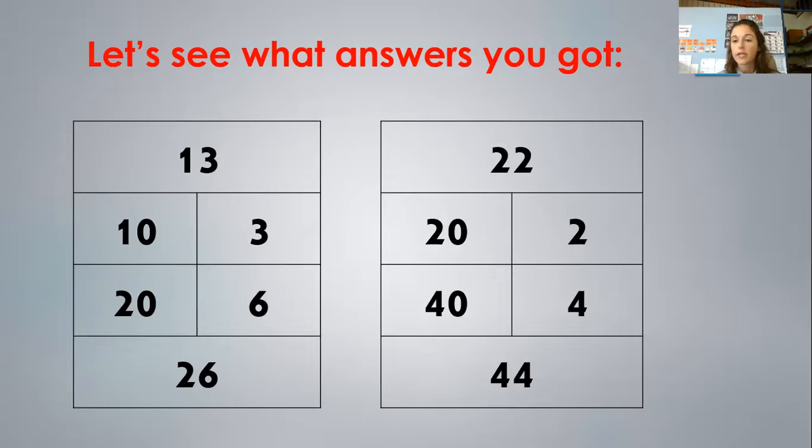Let's have a look at 22. Okay, let's break it up into its tens and its ones. So first we've got a 20 and we've got a 2. Let's double 20. We know that double 20 is 40, and we know that double 2 is 4. And what is 40 plus 4? 44.